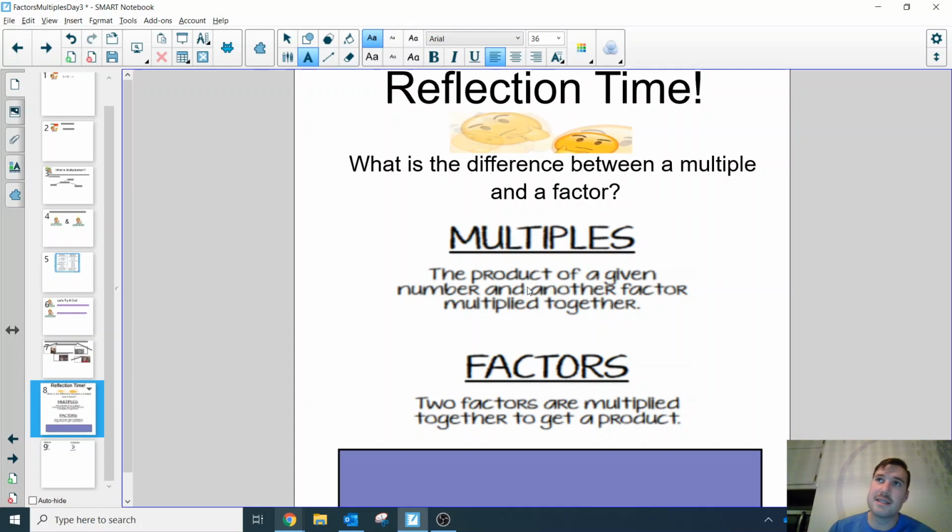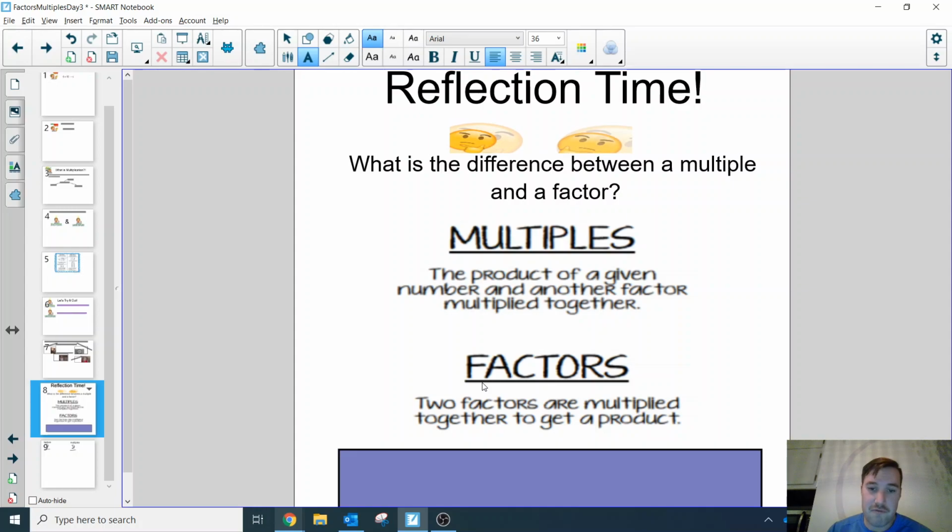So a multiple is like if we were taking the number 4 and we wanted to find the multiples, we would multiply 4 by a different factor. So 4 times 2 would give us 8. So 8 would be a multiple of 4.